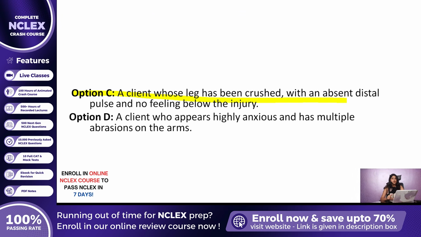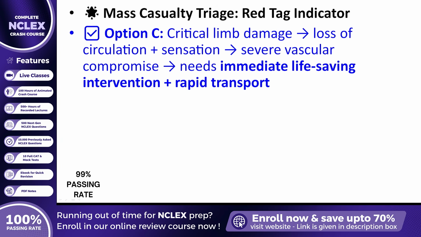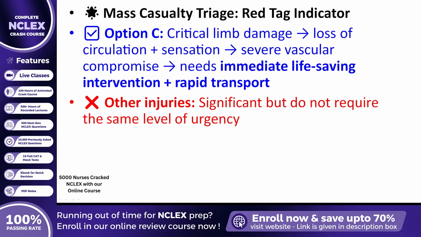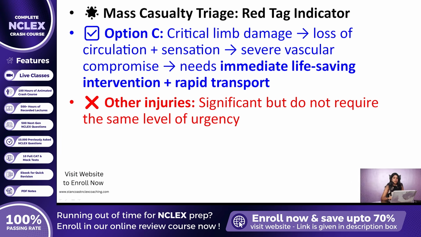The client described in option C is experiencing critical damage to the limb with loss of circulation and sensation, which indicates a severe vascular compromise that threatens both life and limb. In mass casualty situations, this client would receive a red tag classification, signaling the need for immediate life-saving intervention and rapid transport to the trauma facility. In contrast, the other options reflect injuries that, while significant, do not demand the same level of immediate priority.